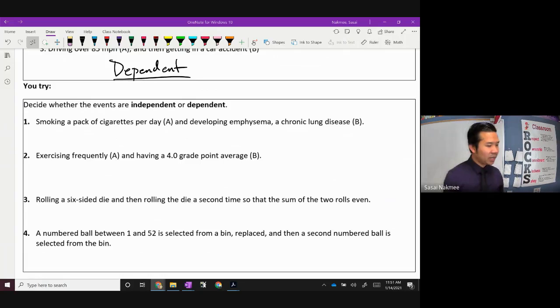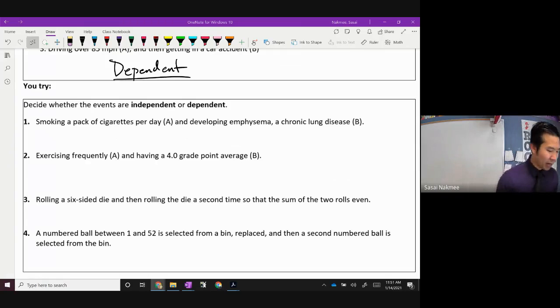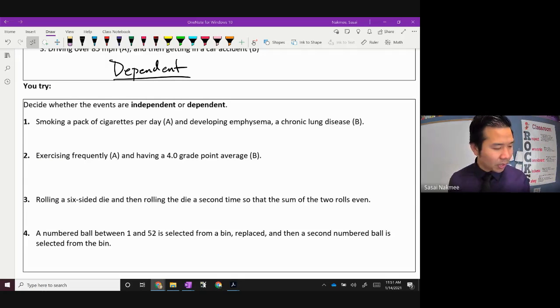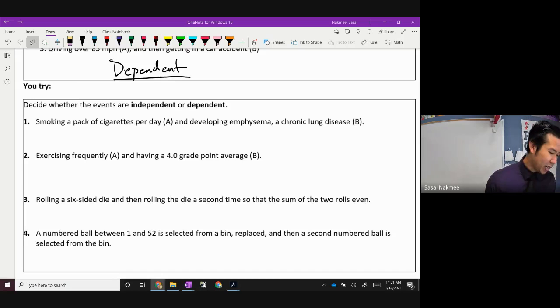Tell me, is number 1 dependent or independent? Smoking a pack of cigarettes every day and developing emphysema, a chronic lung disease. Number 2, exercising frequently and having a 4.0 GPA. Are those dependent or independent?